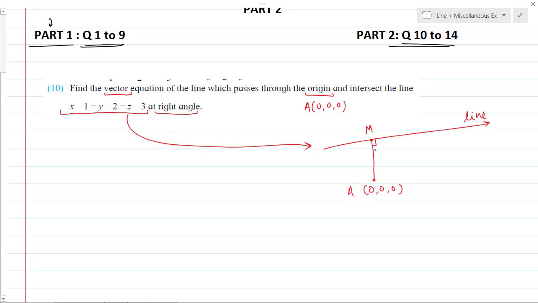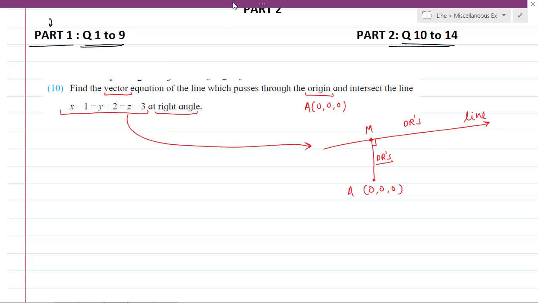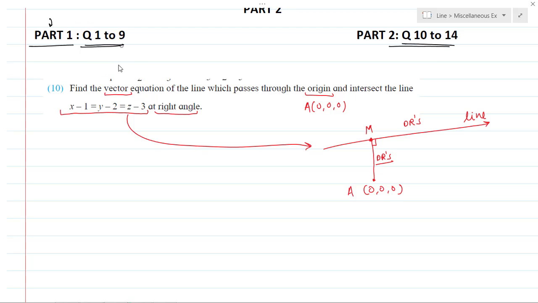Now, as these two lines are perpendicular to each other, we can say that the sum of the products of the direction ratios of this line and the direction ratios of that line is equal to 0. So let's first find the coordinates of this point M. You know the equation of the line, so first let's convert that equation into the standard form.